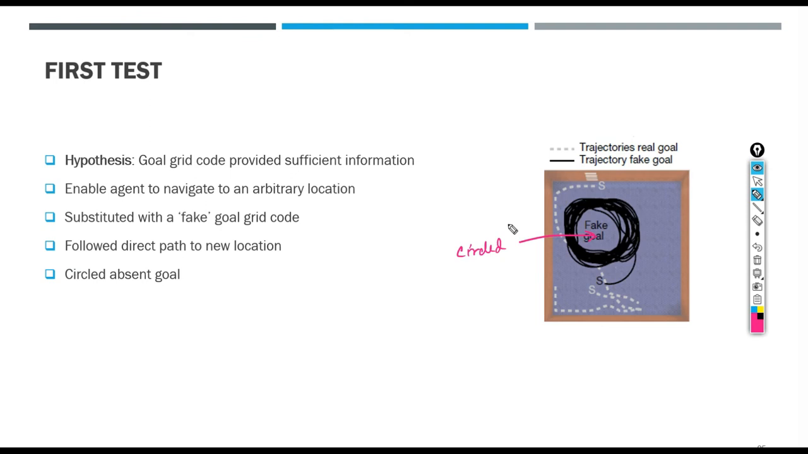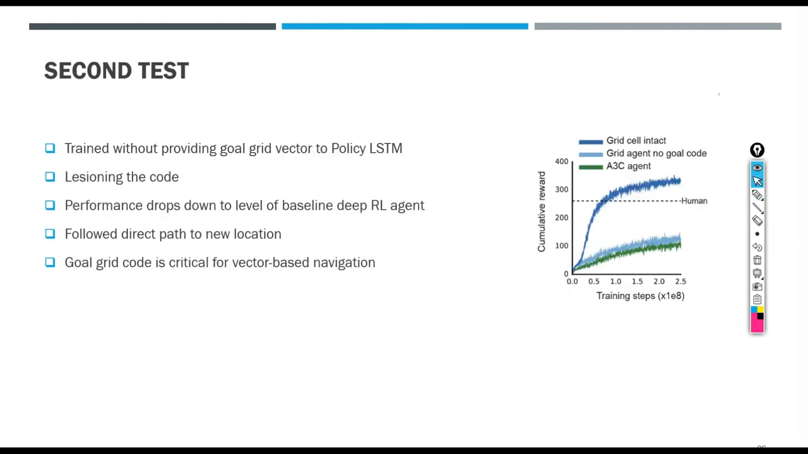Rodents demonstrated similar behavior in probe trials in the Morris Water Maze when the escape platform was removed. And in the second test, the grid cell agent was trained without providing the goal grid vector to the policy LSTM. So what it actually does is effectively lesion this code. Here the performance of the grid agent drops down to that of a baseline deep reinforcement learning agent.